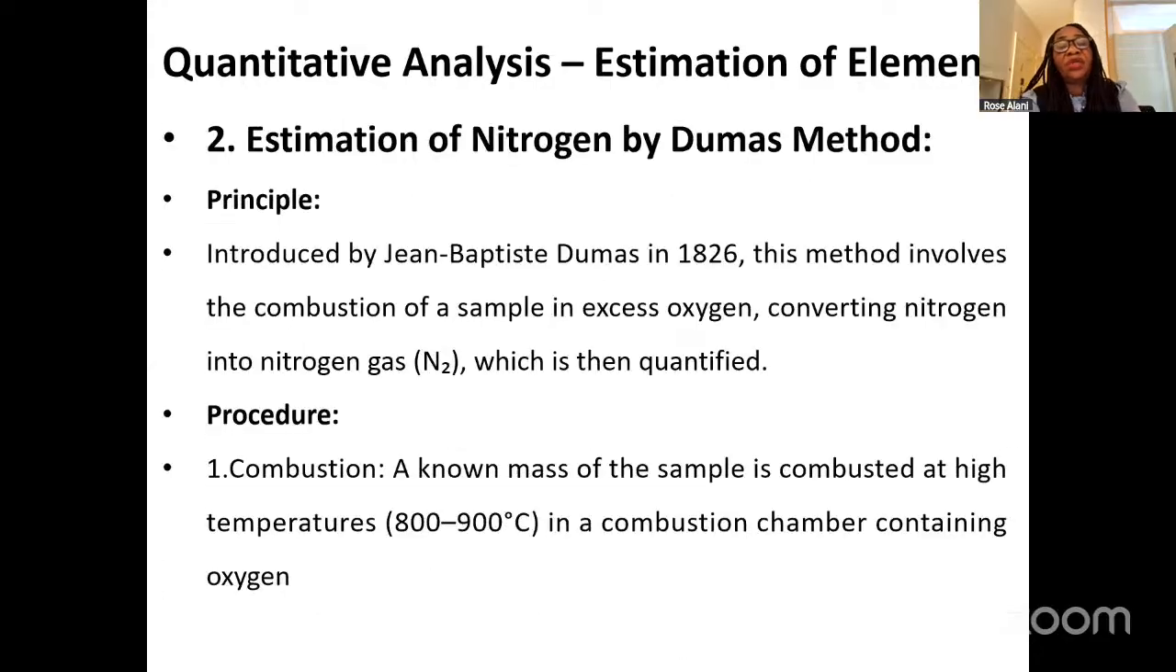Another method you can use for estimation of nitrogen, the second method, is the Dumas method. This method involves combustion of a sample in excess oxygen, converting nitrogen into nitrogen gas, which is then quantified. The procedure is to carry out the combustion of a known mass of the sample at a very high temperature, between 800 and 900 degrees centigrade, in a combustion chamber that contains hydrogen.